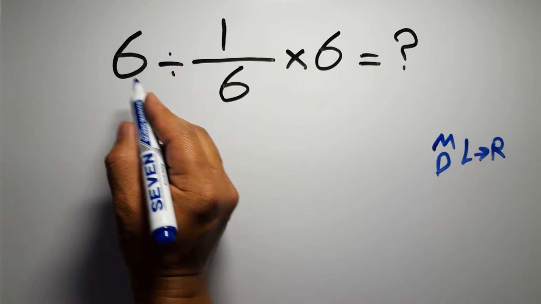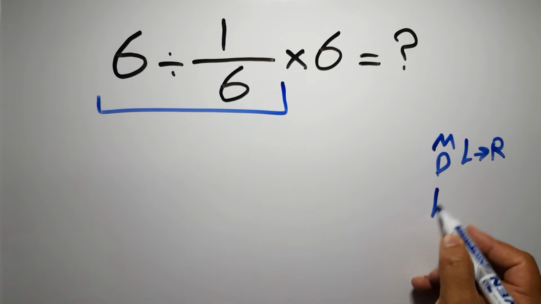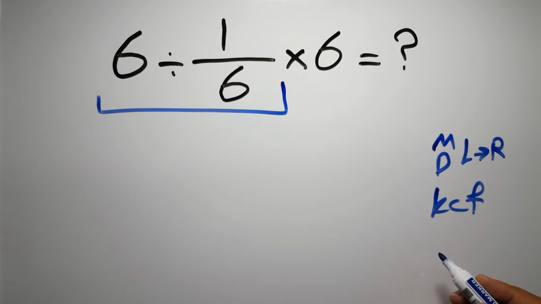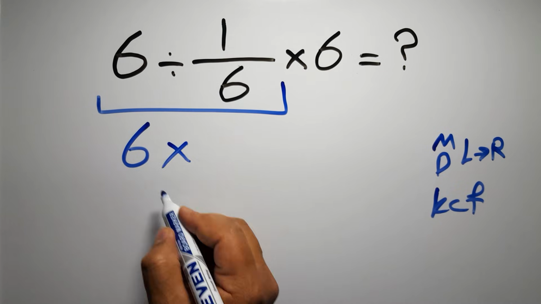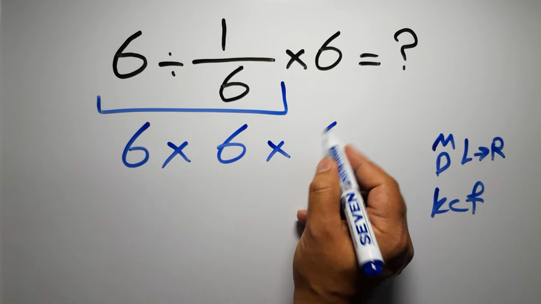So first this division, 6 divided by 1 over 6. According to the KCF rule, K stands for keep, C stands for change, and F stands for flip. We can write keep the first fraction, change division to multiplication, and flip the second fraction. And here we have times 6.